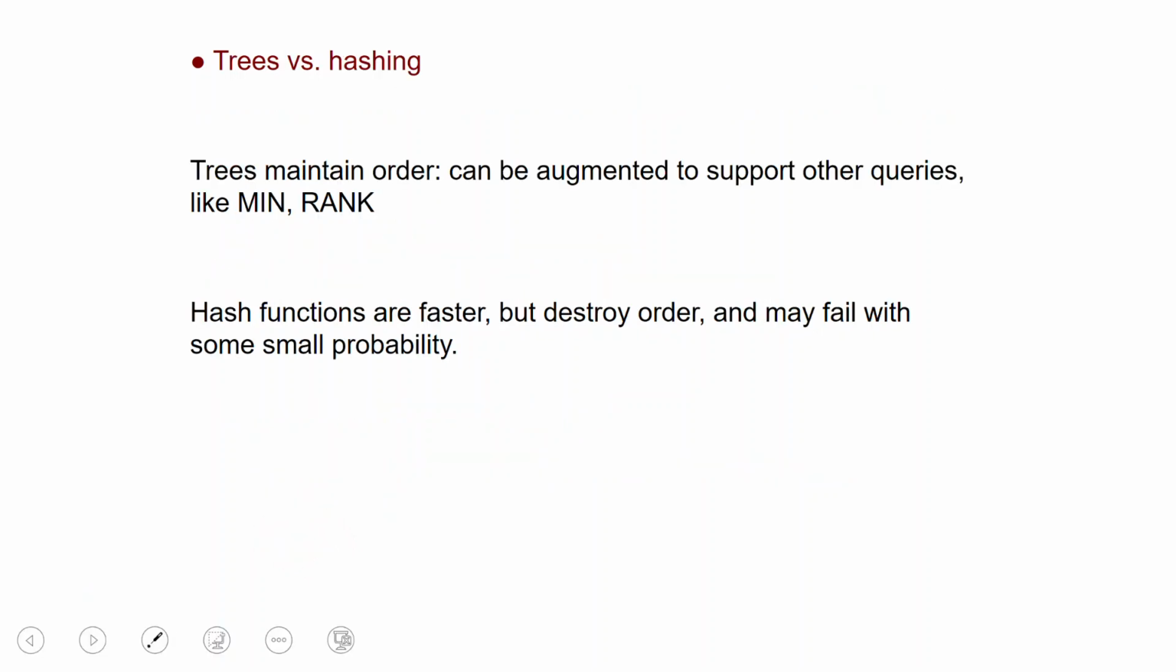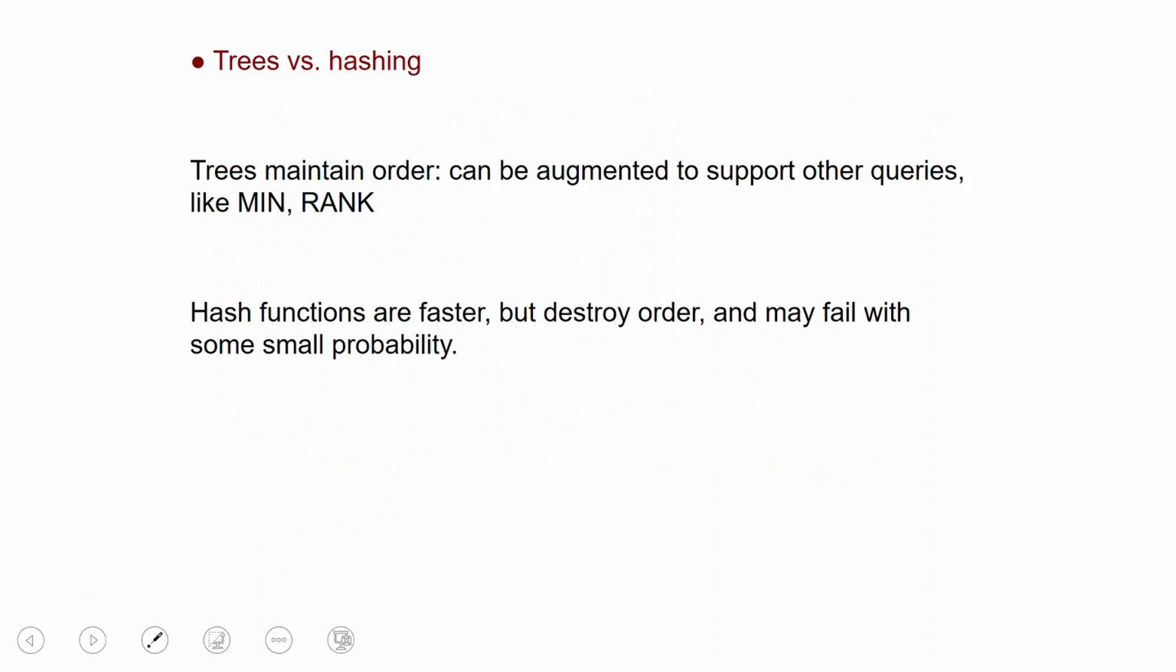Let us recap with a comparison between trees and hashing. We have seen that both can support insert, search, and delete fast. So trees take logarithmic time, hashing can take constant time. So why would someone use trees as opposed to hashing? Well, actually they're a bit different.